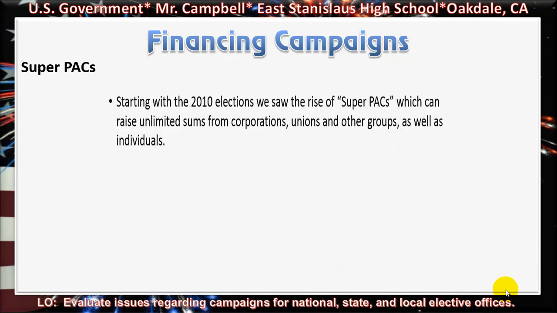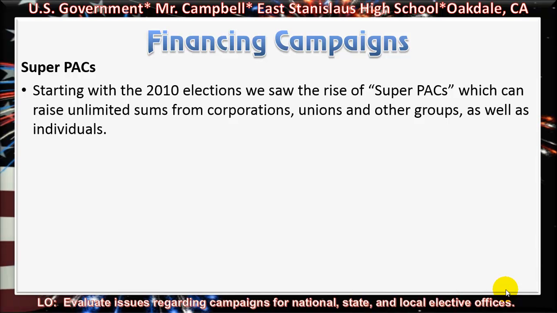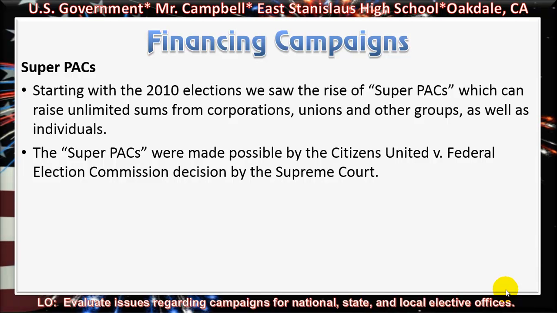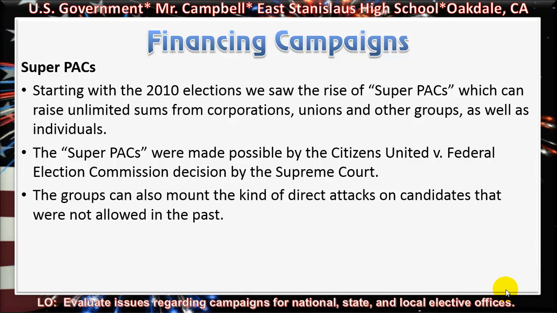Super PACs. Starting with the 2010 elections, we saw the rise of super PACs, which can raise unlimited sums from corporations, unions, and other groups, as well as individuals. The super PACs were made possible by the Citizens United versus the Federal Election Commission decision by the Supreme Court, oftentimes simply referred to as the Citizens United decision. The groups can also mount the kind of direct attacks on candidates that were not allowed in the past. And these have become fairly controversial.